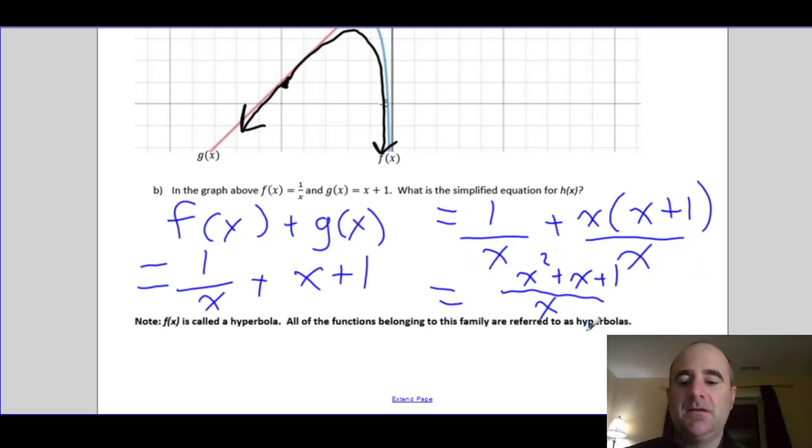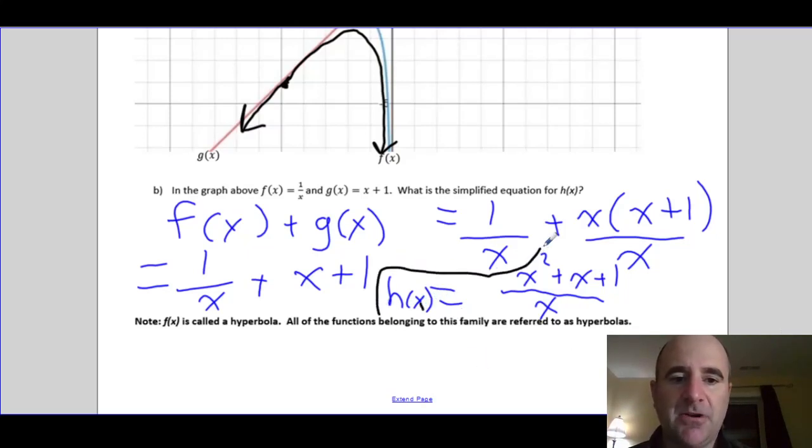For our simplified equation. And that, of course, we called h of x. So h of x, the black graph, is really this graph, this equation right here, x squared plus x plus 1 divided by x. So it's not a big surprise that it still has a vertical asymptote at x equals 0.